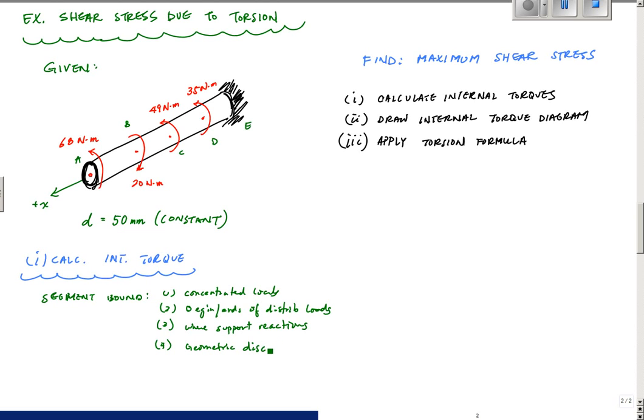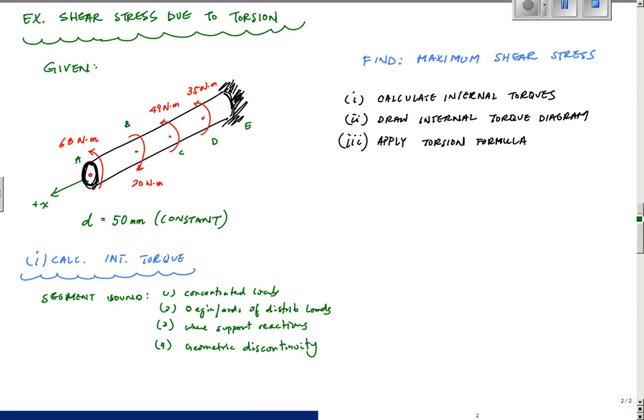So a sudden change in area. If you attach something with a different diameter, say you join two pipes together, and all of a sudden one pipe has a different diameter than the other, that would be a geometric discontinuity. Usually that will do it, and those are the identifiable segments.